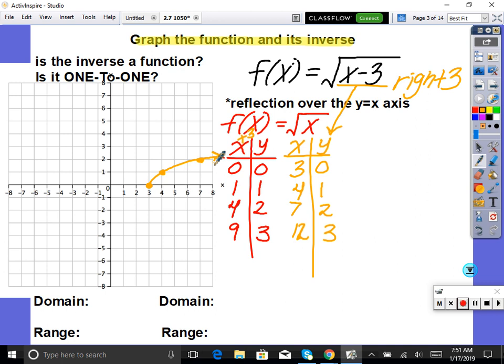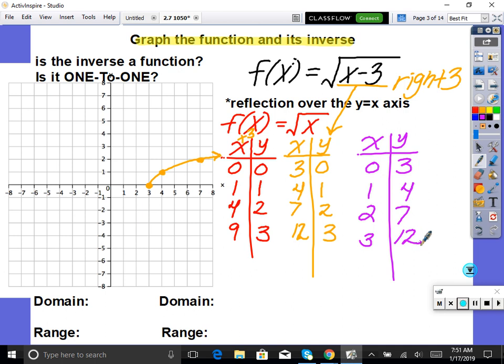Now to find the inverse, we could go through and use math to find the inverse and do it the hard way, but isn't it easier just to take your xy points and switch them? That will be the inverse, so 0, 3, 1, 4, and then 2, 7, and then 3, 12. Those are your inverse points.